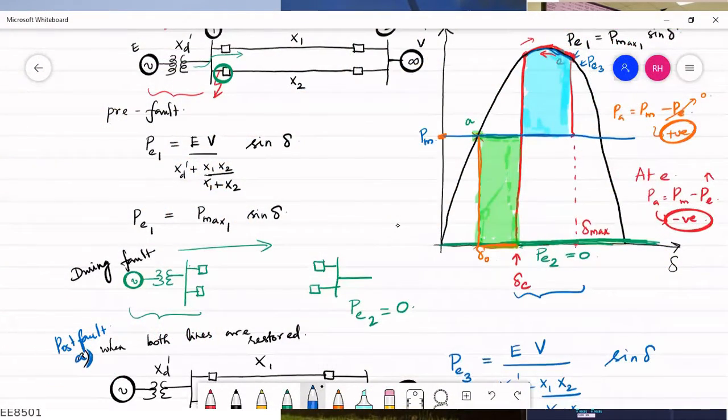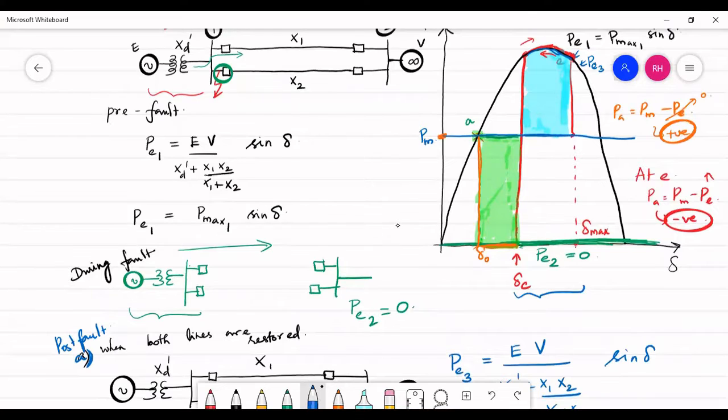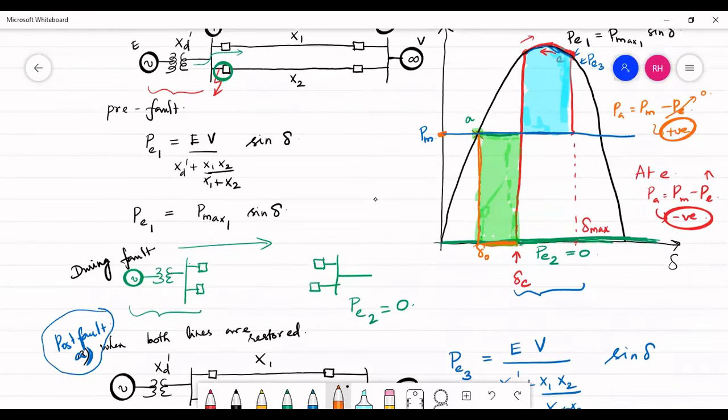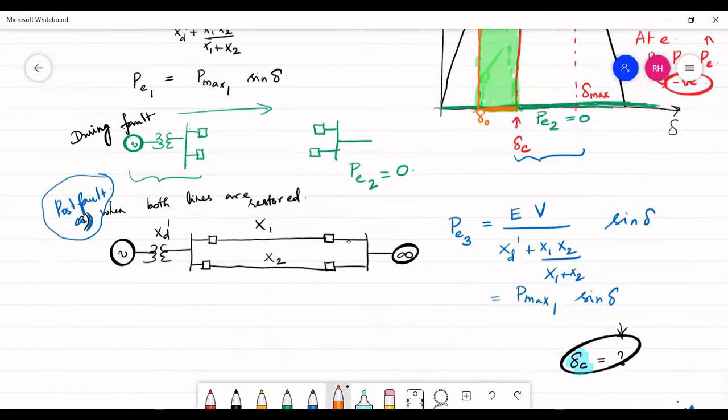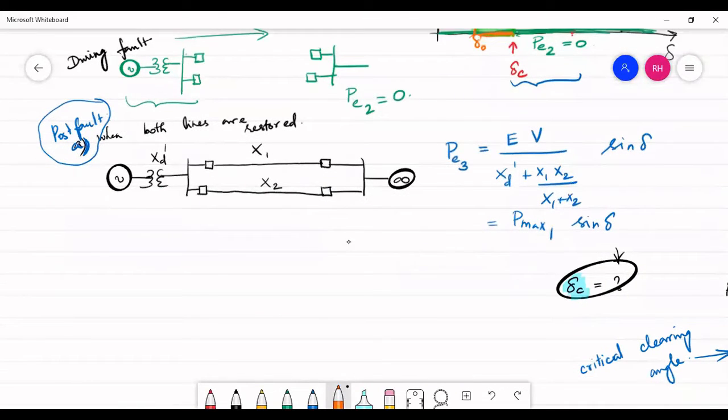Hello everyone. In the previous session, we considered a fault at the sending end, and we said that during the post-fault condition both the lines were restored, and we saw the application of the equal area criterion for that case. Now, let us consider another possibility under the post-fault condition. What if both the lines are restored was seen earlier, and now we are going to see a case where we restore only one of the lines.